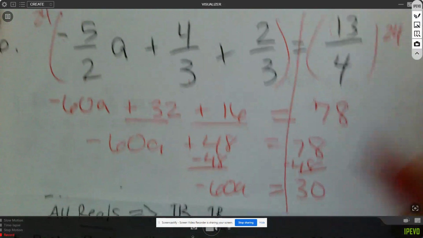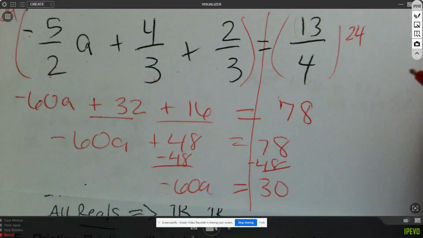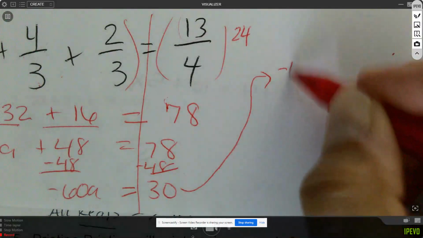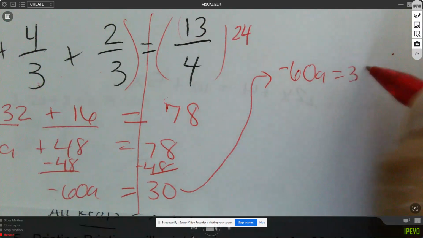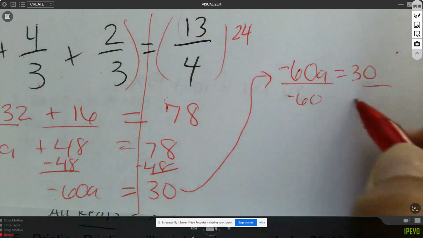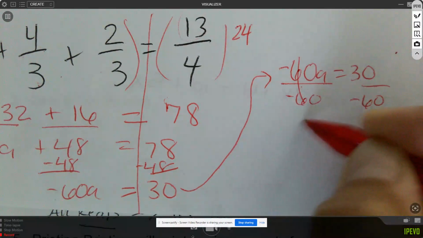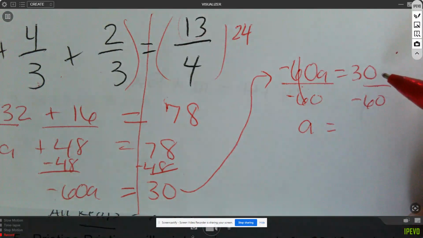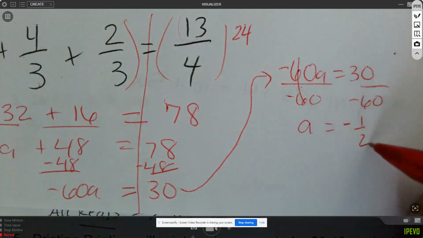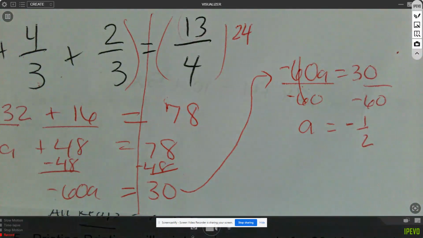And I've run out of paper, so I am going to go over to the side. So I'm just going to bring that up, all right, and rewrite it. So that's going to be negative 60a equals 30. I'm going to divide by the number with the variable. And again, pay attention because it may or may not be a fraction. All right, so if you don't know what 30 divided by negative 60 is, you need to grab a calculator. That is going to be a negative half.